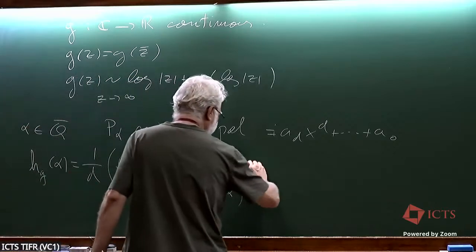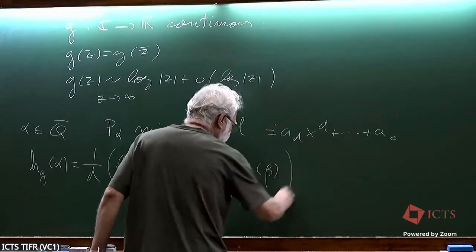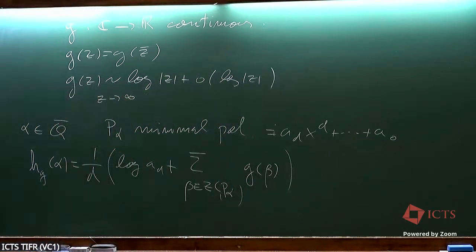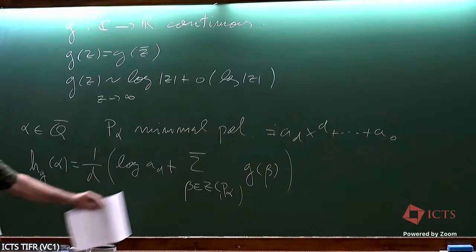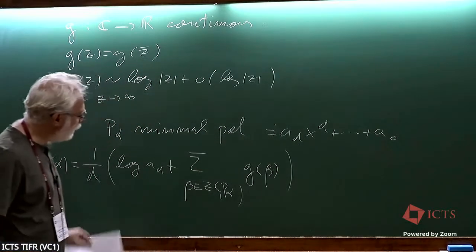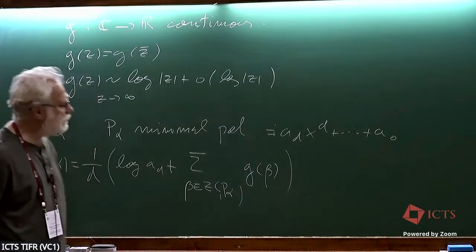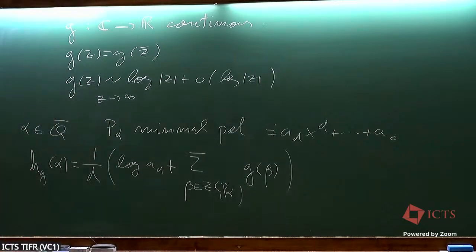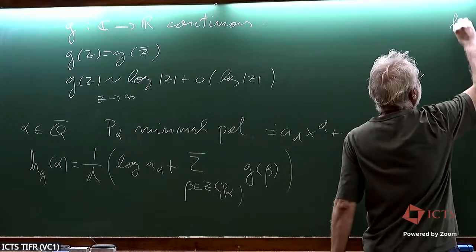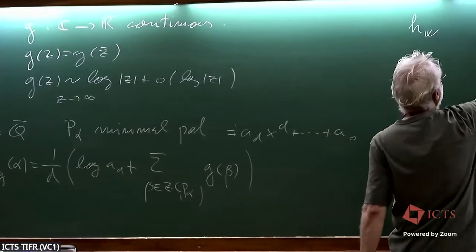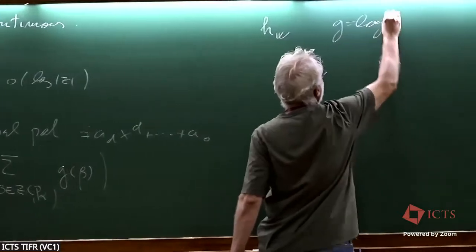So the height of an algebraic point associated with the function g has something to do with the denominator of the number, so the leading coefficient of the minimal polynomial, and then the average of the values of g for the different conjugates of alpha. And in particular, for instance, we saw that we recover the Weil height if we put the function g equal to log plus.